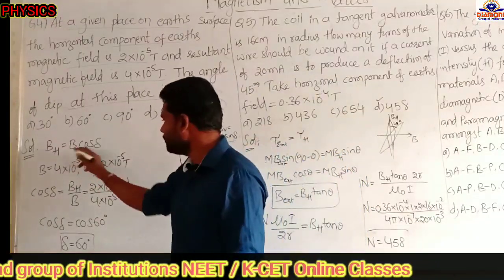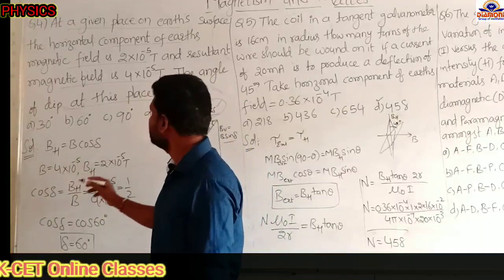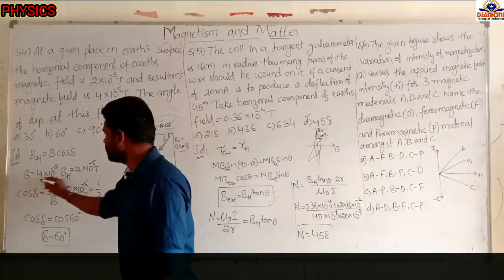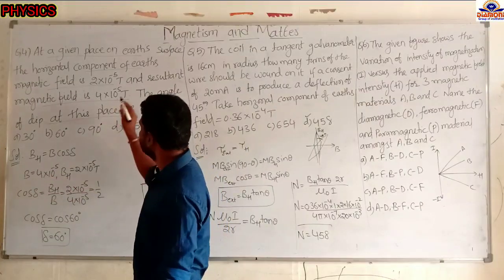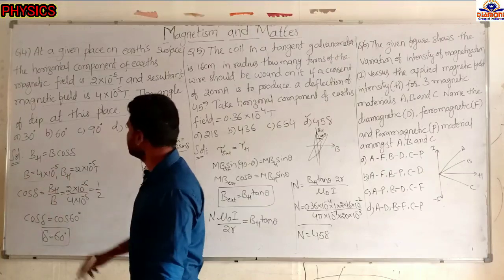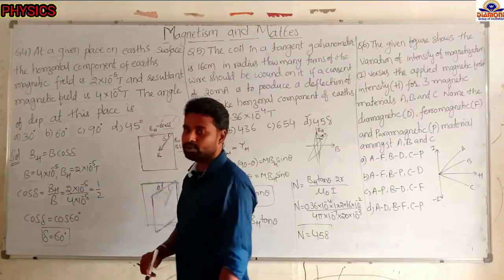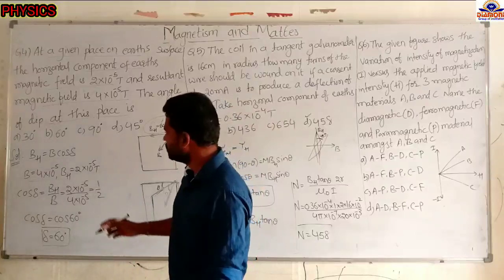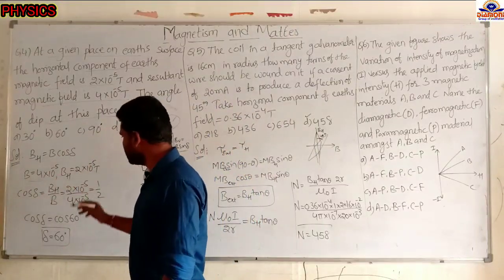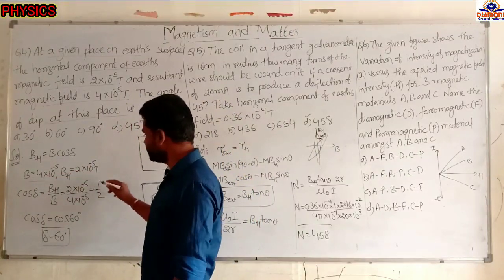So BH equals B cos δ. The total magnetic field value is 4 × 10^-5 and the horizontal component value is 2 × 10^-5 Tesla. So now cos δ equals BH by B. We substitute the BH value and B value, and we will get 1 by 2.